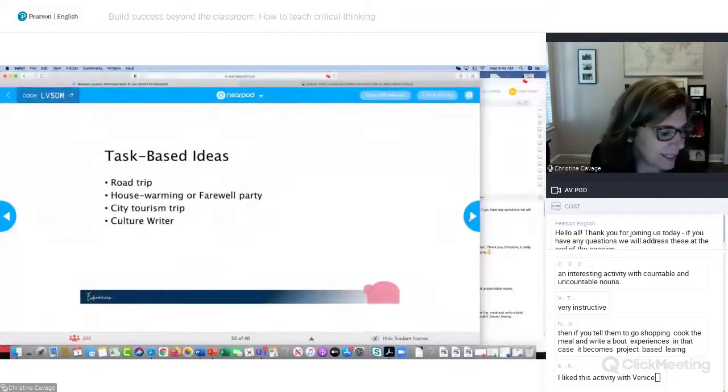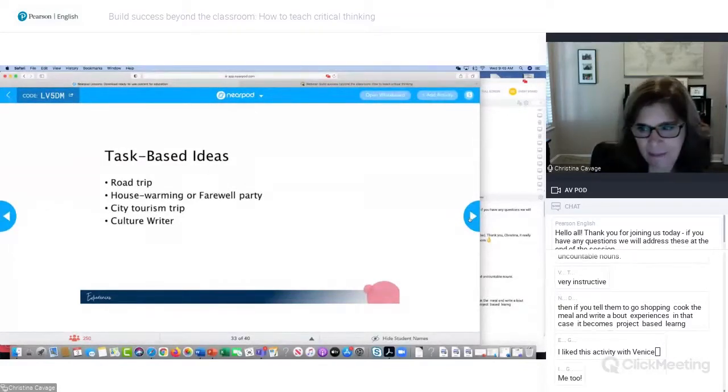So some other ideas for task-based. I love the idea of my students planning a road trip. Okay, so we are in Florida and you are going to travel to Memphis, Tennessee. You're going to plan your trip. You're going to tell me how you're going, where you're stopping, what you're seeing.